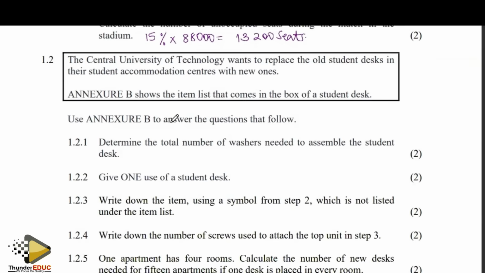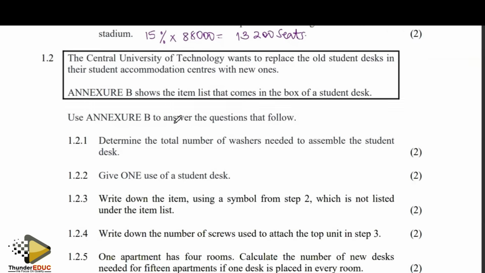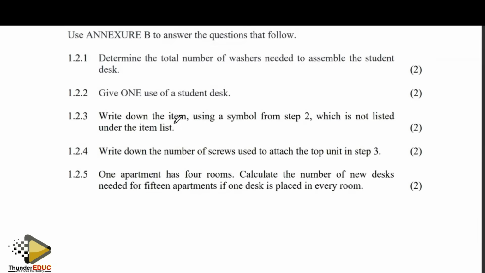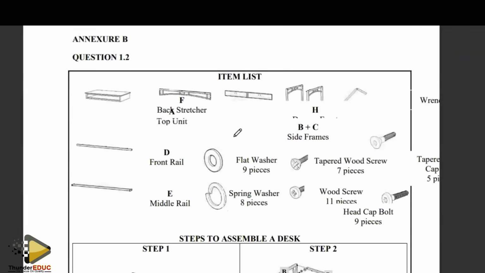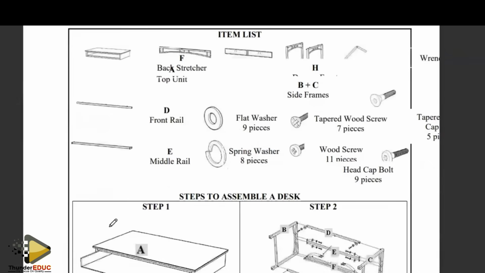The Central University of Technology wants to replace the old student desks in their student accommodation centers with new ones. Annexure B shows the item list that comes in the box of the student's desk. Use Annexure B to answer the questions that follow. Let's come here to Annexure B. These are the list here.